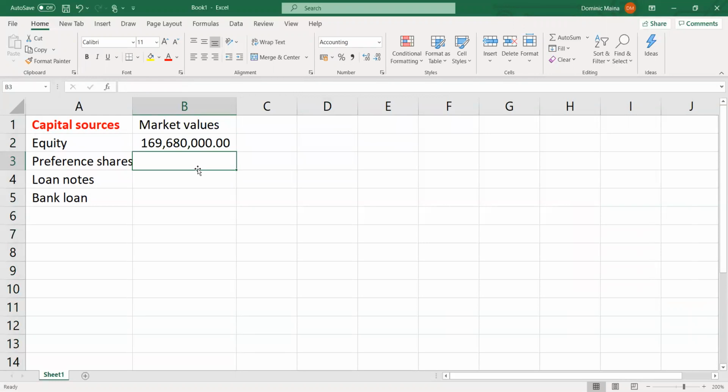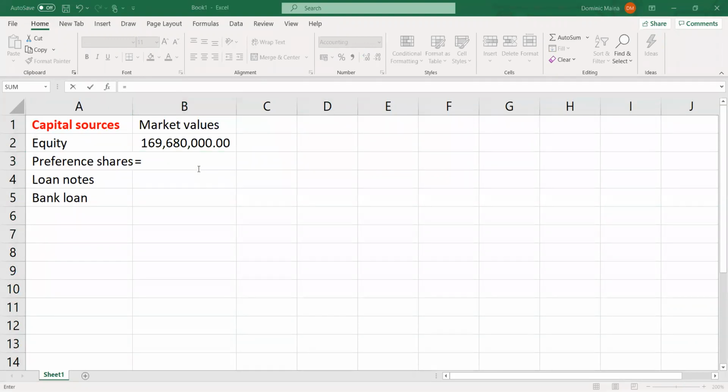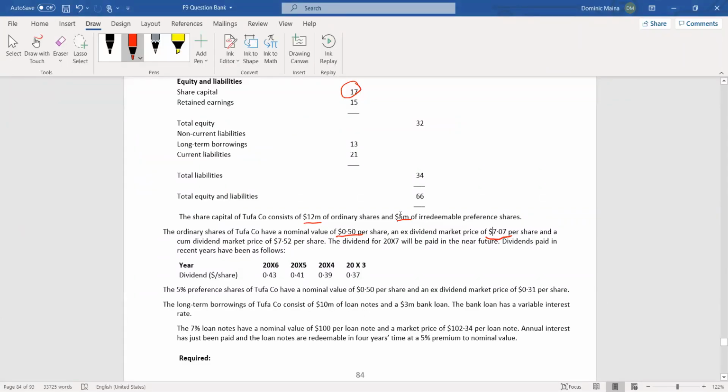Having done that, next we get the market value for preference share. The nominal value we were told for the preference share is 5 million. One preference share has a nominal value of 0.5, and the market price is 0.31. Therefore, the total market value will be equal to 5 million divided by 0.5 times 0.31.